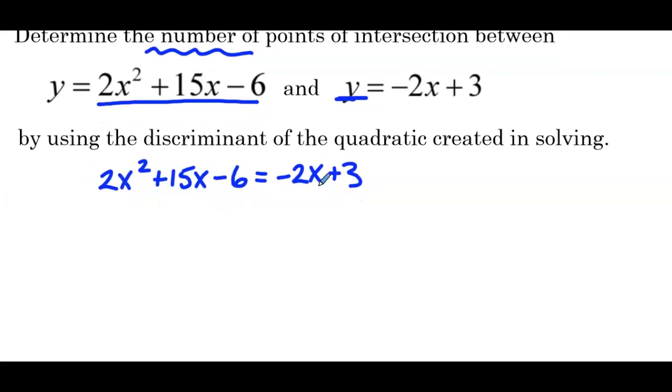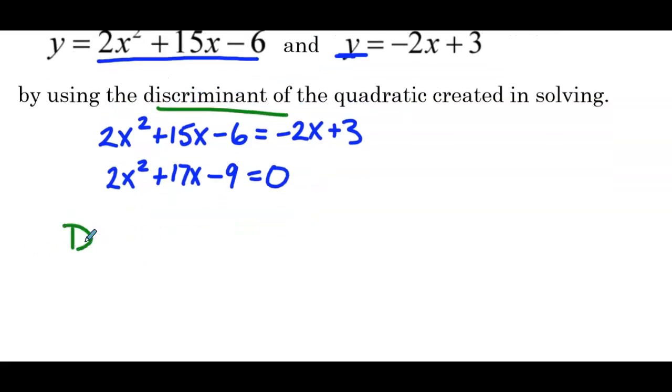So we have a quadratic equation we're trying to solve, so we'll set it equal to 0. So we have 2x squared, we'll add 2x on both sides, so plus 17x, and subtract 3 on both sides, so minus 9 equals 0. Well, this is the quadratic that I'm trying to solve in order to come up with the solutions to the system of equations, so the problem wants me to find the discriminant of this quadratic. Okay, so the discriminant is b squared, so 17 squared, minus 4 times a times c.